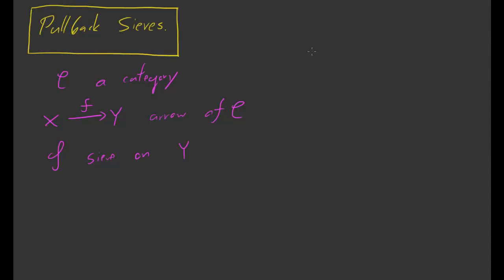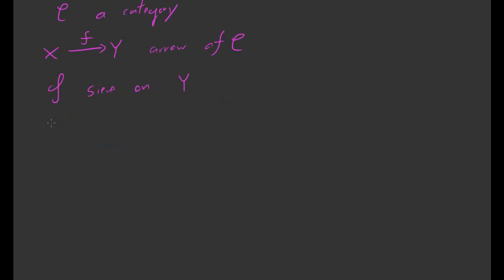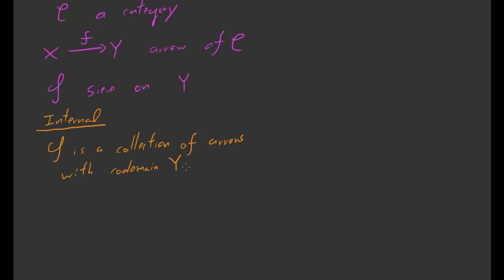And there are two ways of doing this, or rather they're the same way, but there are two perspectives as usual, the internal and the external perspective. So let me give both. So in the internal perspective, S is a collection of arrows with codomain Y. It's a special set of arrows with codomain Y.